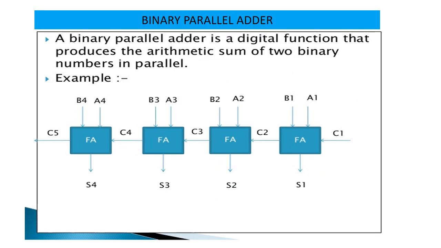Binary parallel adder. A binary parallel adder is a circuit that adds two binary numbers in parallel form and produces the arithmetic sum of these two numbers in a parallel fashion. It consists of full adders connected in a chain, with the output carry from each full adder connected to the input carry of the next full adder in the chain.